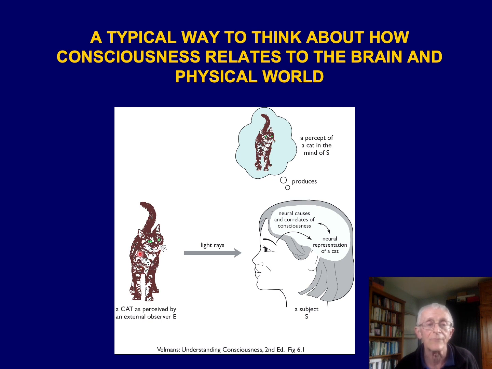And we have light rays bouncing off the cat surfaces, innervating the visual system of the subject, and neural representations form in the subject's brain, and something else happens in the brain of an interesting but not fully understood kind, which is to provide the conditions for a conscious experience of that cat. And then, as a result of all that processing, a conscious experience or a percept of the cat appears in the mind of the subject.